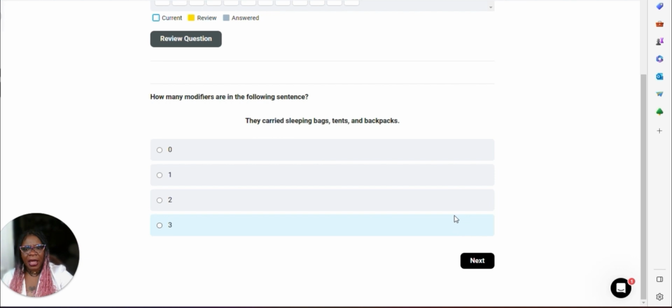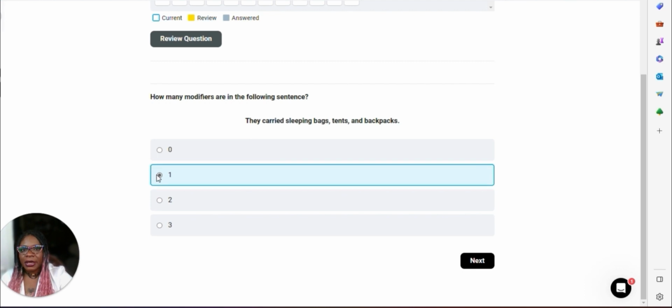How many modifiers are in the following sentence? They carried sleeping bags, tents, and backpacks. Is it 0? Is it 1, 2, or 3? The answer is going to be 1, right? So the only modifier is the word sleeping, which is an adjective describing bags.